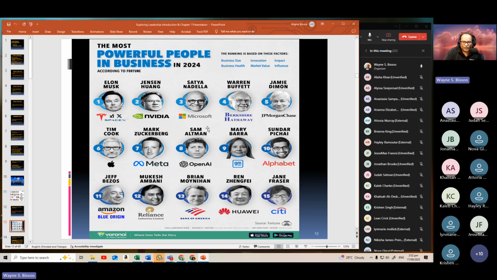So you see all of these people. How many of these companies are you aware of? You should be aware of the companies, but not necessarily the people behind them. Some names are more popular than others. How many of these people do you know? Well, everybody should be familiar with Elon Musk. He's been in the news a lot. Yes, sir, Caleb.